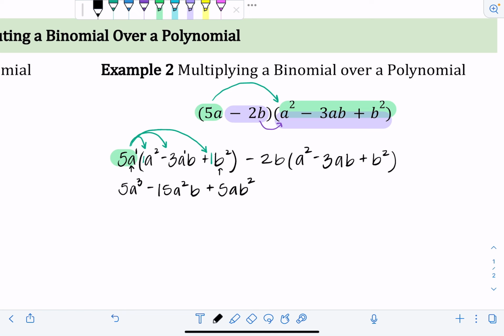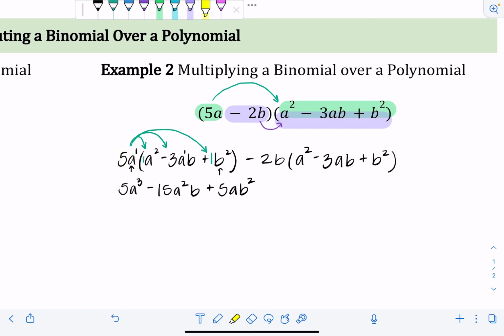Okay, I want to go through that one more time really quickly. So I took all the coefficients and multiplied those together. So 5 times 1 was 5. And then 5 times negative 3 was negative 15. 5 times 1 was 5. So that's how we got our coefficients.